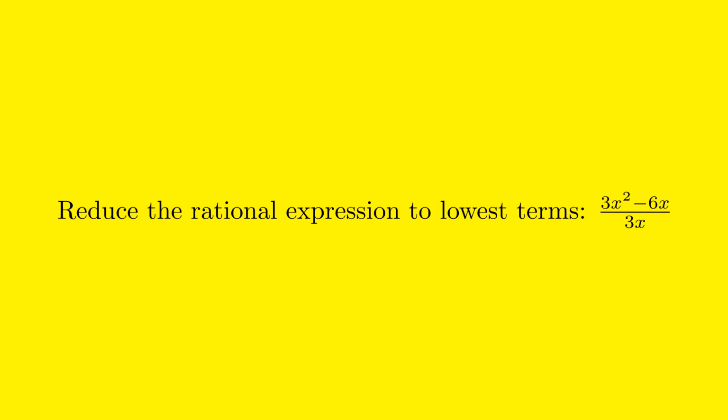Focusing on a specific problem: reducing the rational expression 3x squared minus 6x divided by 3x. Join us as we walk through the step-by-step process to simplify this expression. Let's get started.